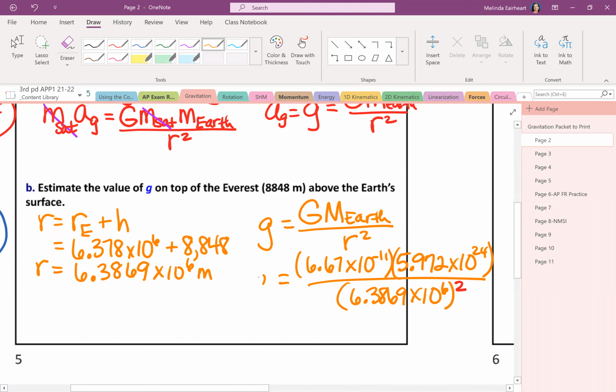And so let's work it out. Is gravity still going to be 9.8 at the top of Mount Everest? Well, let's see. Again, I like to break it up into numerator, denominator.